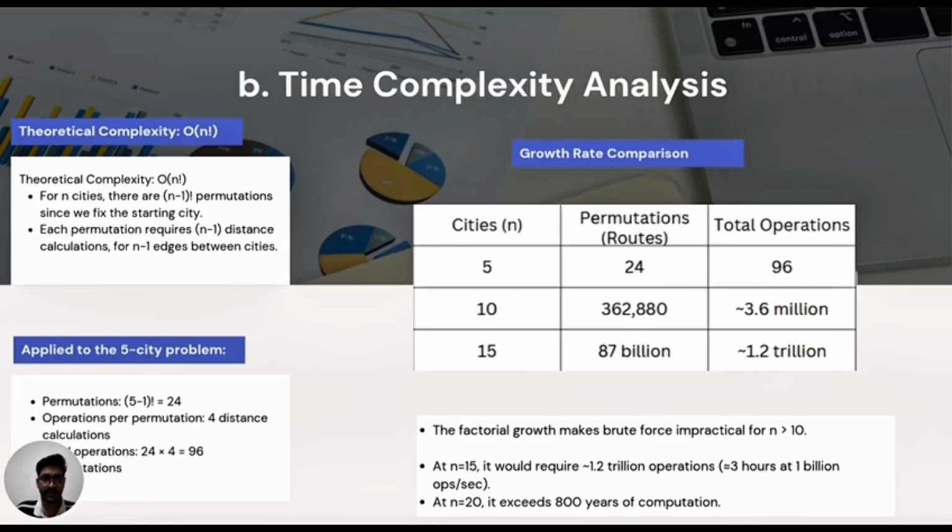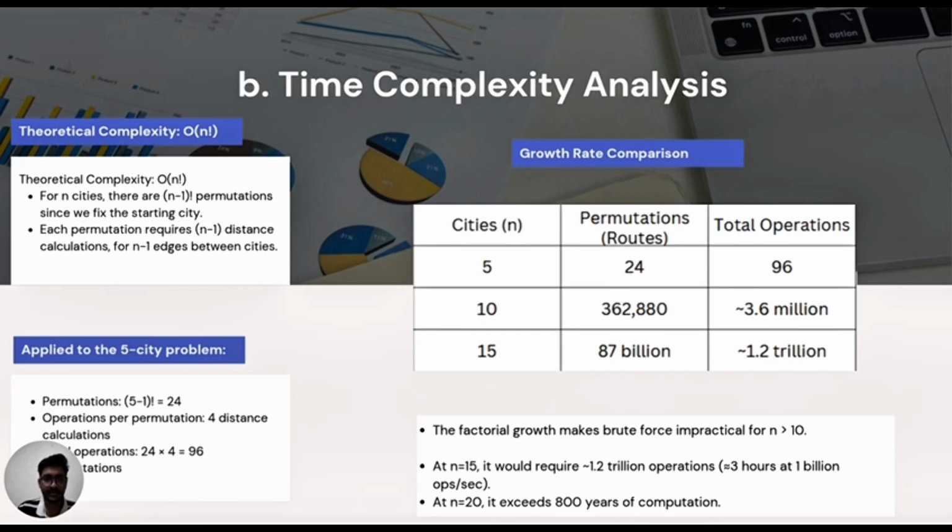Next is the time complexity analysis. The theoretical complexity is O(n factorial). For n cities, there are (n minus 1) factorial permutations since we fixed the starting city. Each permutation requires n minus 1 distance calculations for the n minus 1 edges between cities. When applied to the 5-city problem, the permutations are (5 minus 1) factorial, which is 24. Operations per permutation is 4 distance calculations. Total operations is 24 times 4, which is 96 computations.